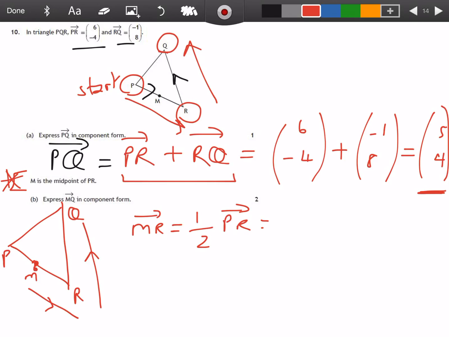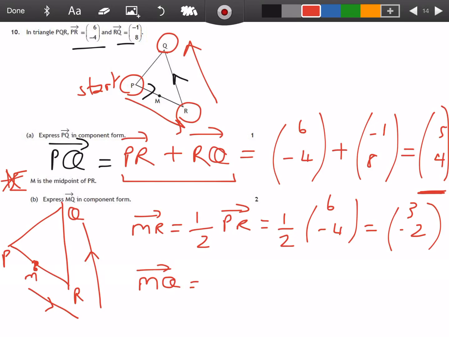It's a half of PR, so it's a half of (6, -4). That's what PR was. A half of that is just (3, -2). So that's what MR is. So the actual question that we have to work out is MQ. So MQ is MR. To get from M to Q, you go MR, and then you go from R to Q. Right, MR, we've just worked it out. (3, -2).